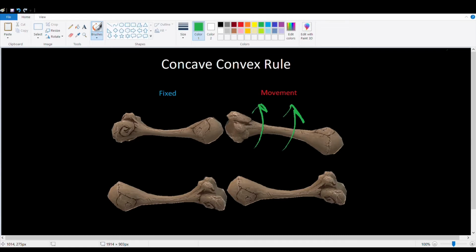Now because this is a concave bone moving along a convex bone, the glide will be in the same direction. On the bottom we have a convex bone moving along a fixed concave bone. So say this bone moves up, the roll will also be up. However, the change with this one is that the glide moves in the opposite direction.